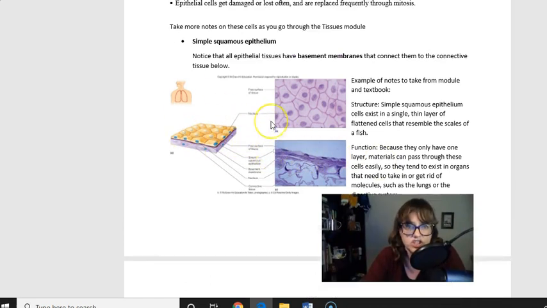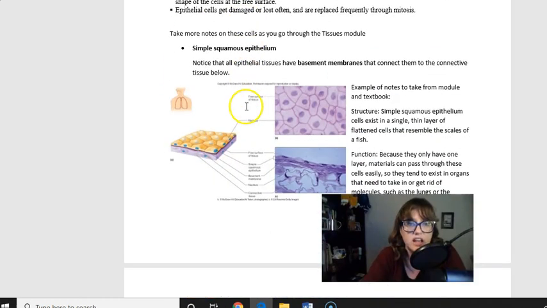So epithelial tissue, that's our first class of tissues. They just cover stuff. They are what interacts with either the outside world or the inside of organs before it gets into the body proper. So epithelial cells are always going to be on top of connective tissue, which is another kind of tissue.